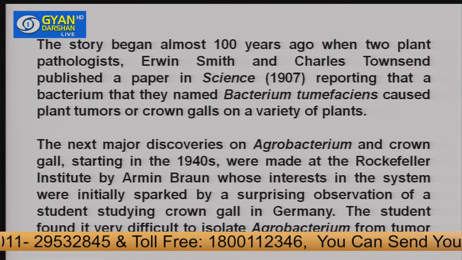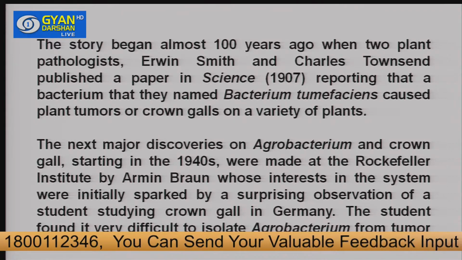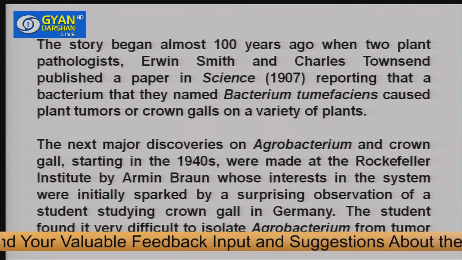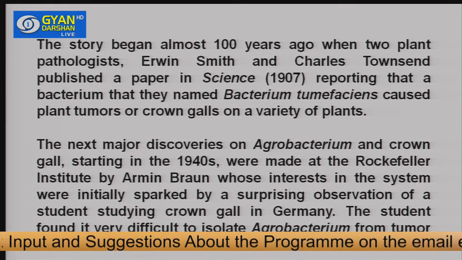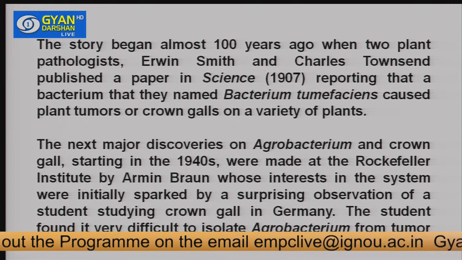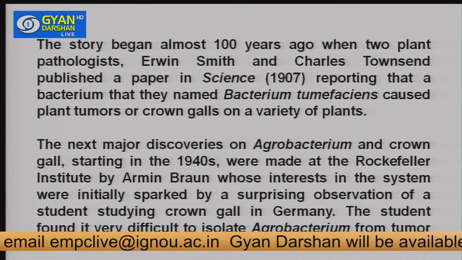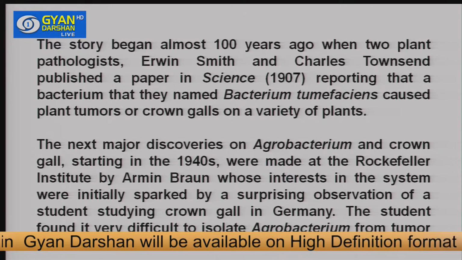The story began almost 100 years ago when two plant pathologists, Irving Smith and Charles Townsend, published a paper in Science, a very well-known journal, reporting that a bacterium that they named Bacterium tumefaciens caused plant tumors or crown gall. So Agrobacterium tumefaciens is a bacterium that causes crown gall tumorigenesis or crown gall tumor.